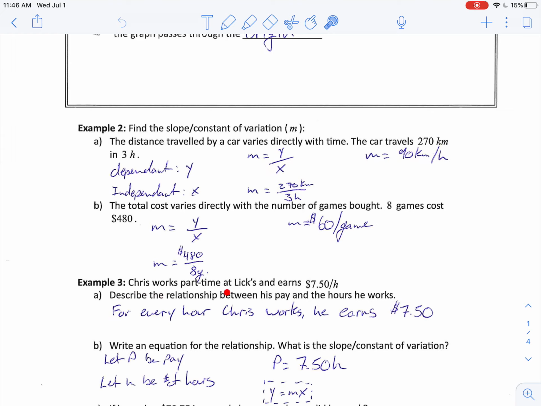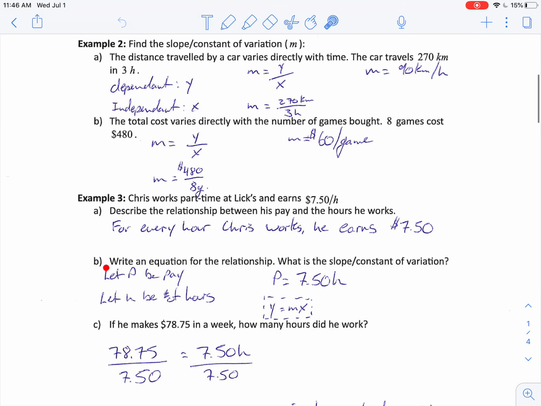If Chris works part-time at Licks and earns $7.50 per hour, describe the relationship between his pay and the hours he works. Well, for every hour he works, he earns $7.50. Write an equation for the relationship. What is the slope or constant of variation?